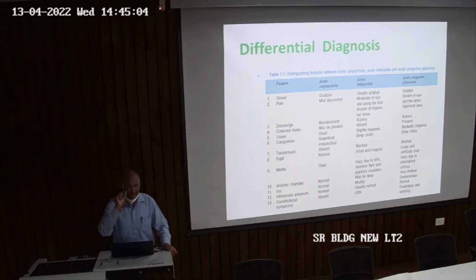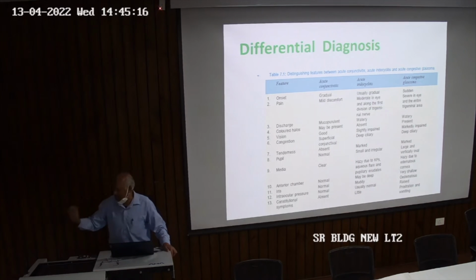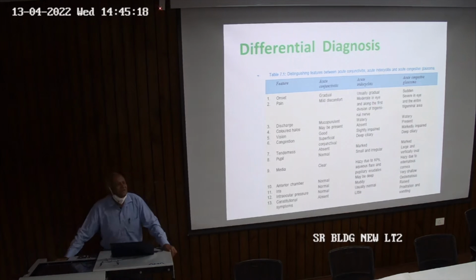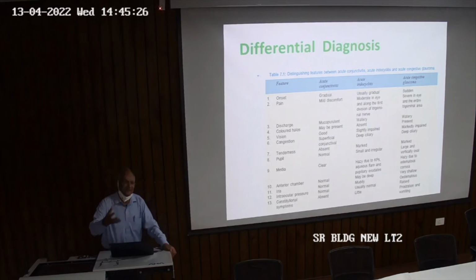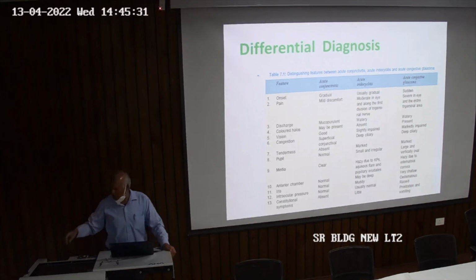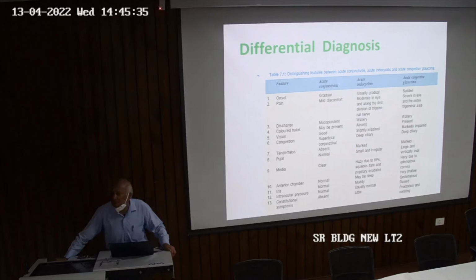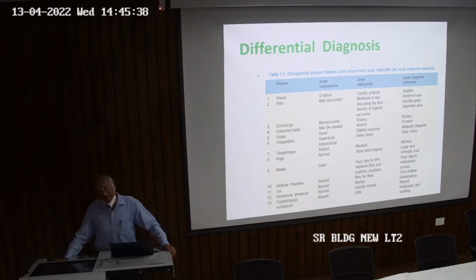Or with the torchlight, you can see the pupil. If the pupil is constricted or there are synechiae, then this is uveitis. If the pupil is well dilated, vertically oval, then it is acute congestive glaucoma. So by seeing these things, we can avoid worsening the situation. In conjunctivitis, we can start the antibiotic drop. If you start steroid, that will make not too much difference. But if you start atropine or homatropine in glaucoma cases, that will aggravate the situation.